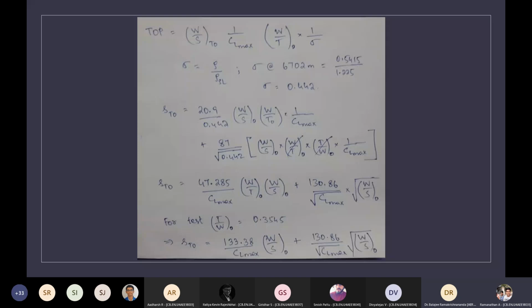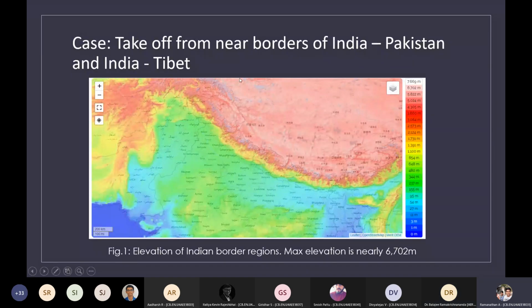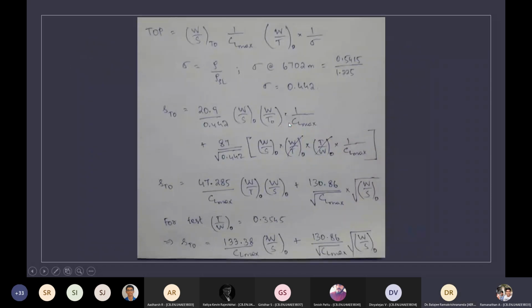Yeah. So near the Pakistan borders, the elevation is much less, and near the Tibet borders, the elevation is more. I have explained this. Yes, sir. So for this T by W, we have calculated STO with respect to wing loading for various CL max conditions. I'll be showing it here.